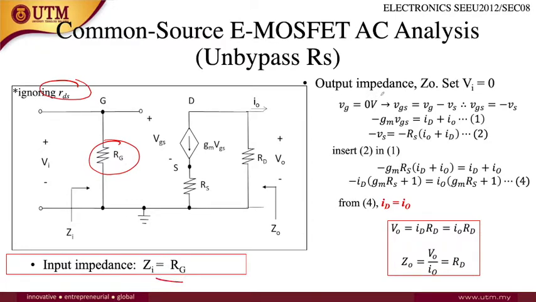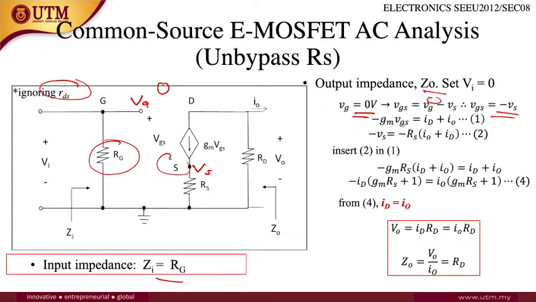For the output impedance Zo, we set Vi equal to 0, so it means there is no voltage inside here. This is Vg, this is Vs. Vg is at this point, Vs is at this point. So Vg will be 0 volts. When Vg is 0, the value of VGS equals minus Vs.